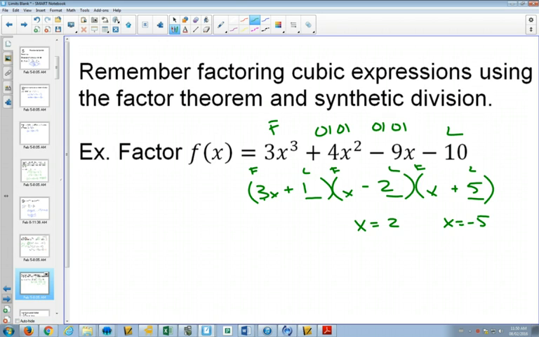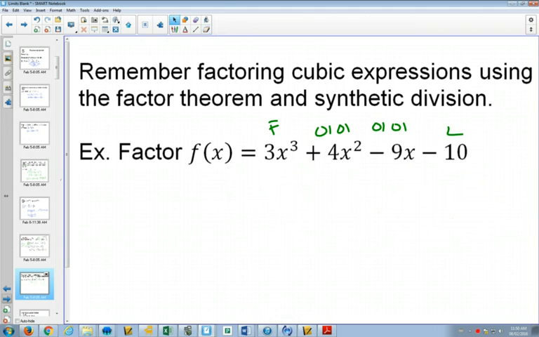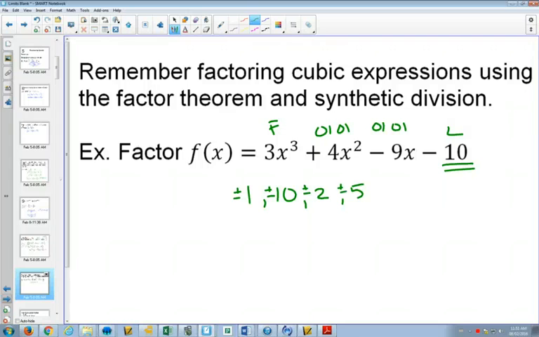So taking a step back, what we're going to look at is this last number. And we're going to say, well, there's going to be some nice factors. To get 10, it could be 1 and 10 or 2 and 5. That's the way that you could get 10. And because we're dealing with 3 possible factors, it could be positive or negative 1, positive or negative 10, positive or negative 2, positive or negative 5. These are possible roots.